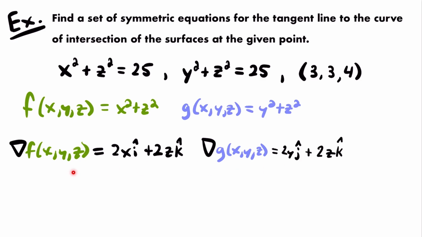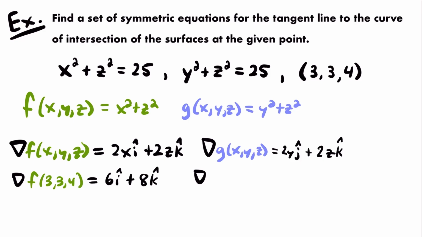Okay, so now we have the general gradient vectors, but we do want these specific gradient vectors at this point. So now let's plug in these coordinates into each of them. So we'll have the gradient of f of 3, 3, 4, and that will be equal to 2 times 3, which is 6, times i, plus 2 times 4, which is 8. So we have 8k. That would be the gradient of f at that point.